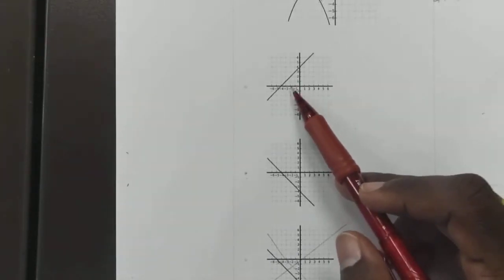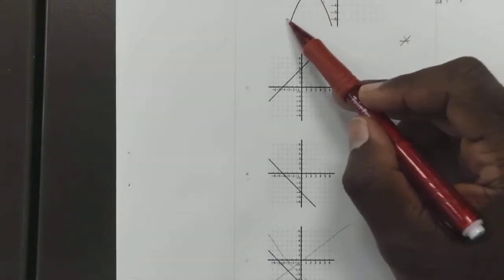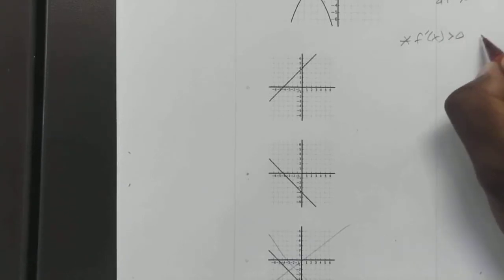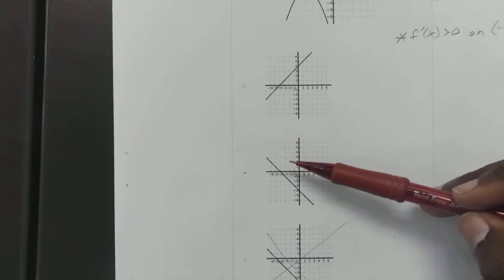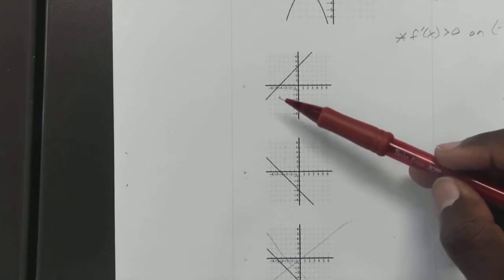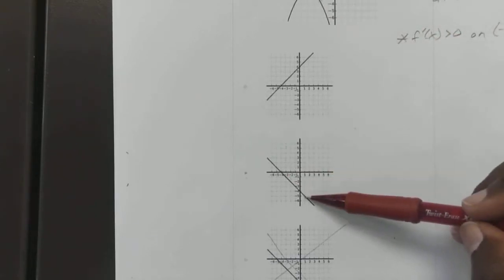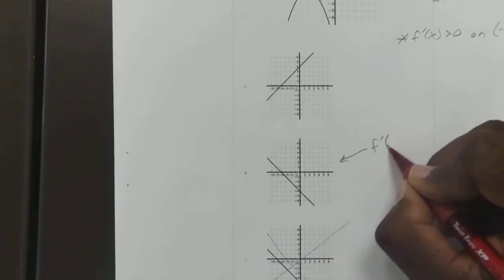This one crosses at negative, is it negative 4? Yep, this one crosses at negative 4, and this one crosses at negative 4. All right, so now we just have to look at it's positive from negative infinity to negative 4. So f prime of x is greater than 0 on negative infinity to negative 4. Okay, so it has to be above the x-axis from negative infinity to negative 4. Here, from negative infinity to negative 4, it's below the x-axis, so it's negative. But here, from negative infinity to negative 4, it's positive, and from 4 to infinity, it's negative. So you know that this is your f prime of x.